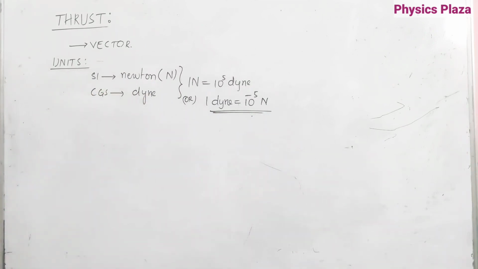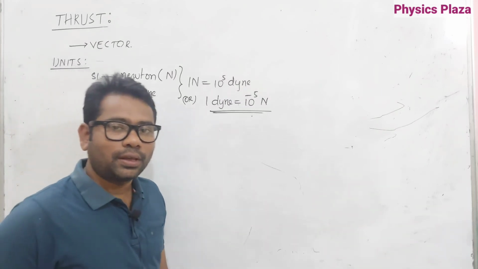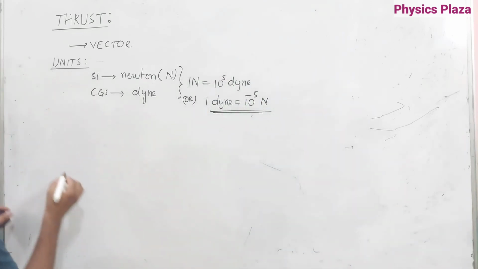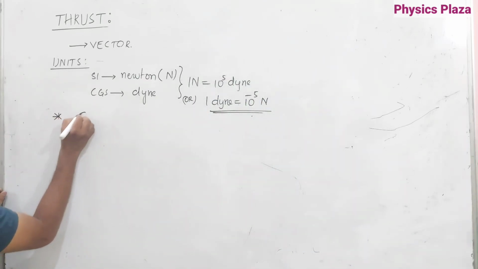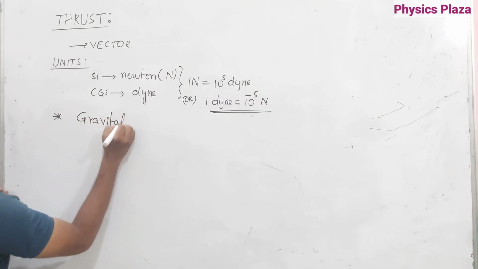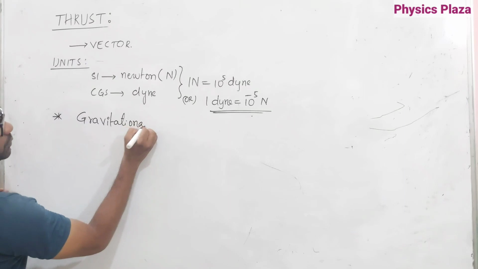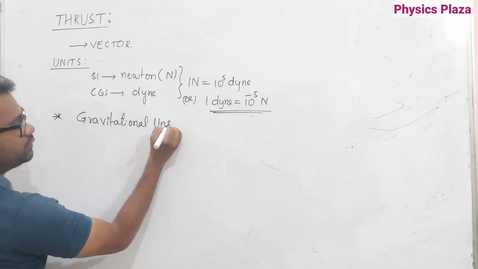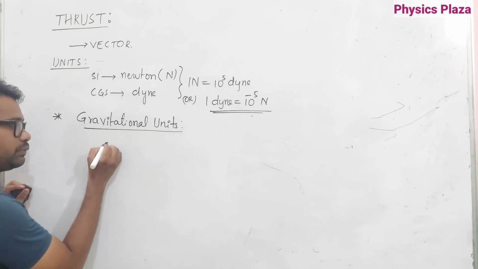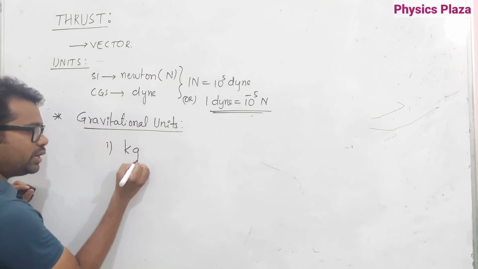And children, other than this, we also have gravitational units of force. The same thing we can discuss for thrust also. So, let us see once again the gravitational units. Children, it's very important. So, here the first one is kgf.